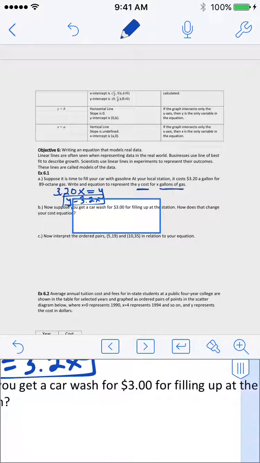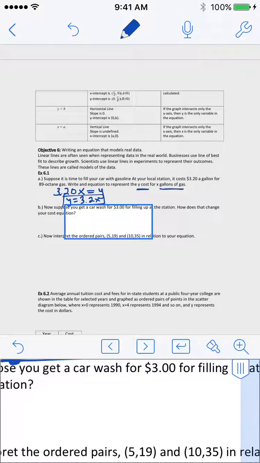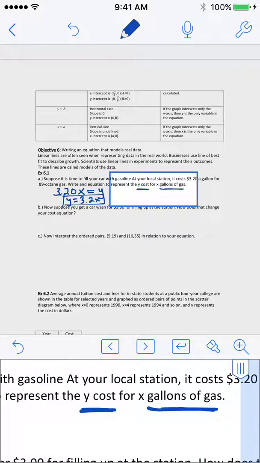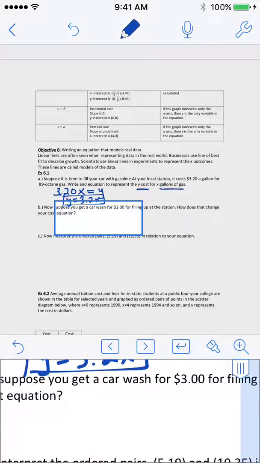Now suppose that you want to get a car wash for $3 when filling up at the station. How does that change your equation? If you've seen this a lot, it asks you at the end, do you want a car wash? And you'd be like, yeah, sure, my car's dirty, it's summer. How is that going to factor into your cost here? Well, you're still going to have the 3.2x, so we're still going to have to pay for the gas, the 3.2 times the 2 gallons, or however much you put in. And then what on top of that? Are they going to charge us $3 per gallon? Are they going to charge us $3 total? Talk about that for a sec.